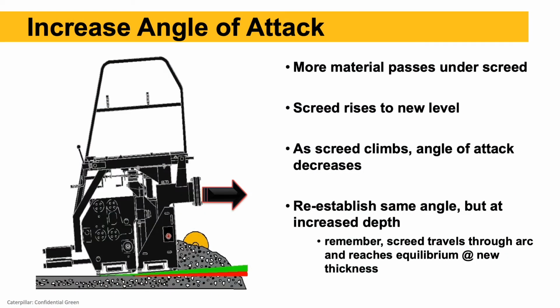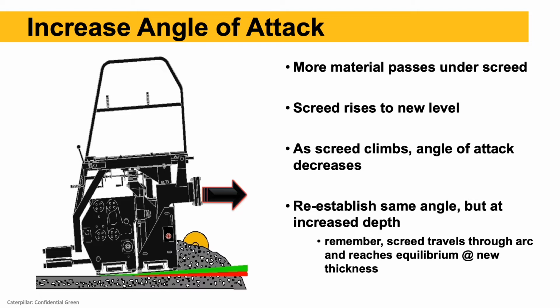What happens when we change mat thickness, for example, we turn the depth cranks to increase mat thickness in this example. What happens is we increase the angle of attack of that screed. And when we do that, we allow more mix to flow underneath that screed, and that wants to raise that screed up to an increased mat thickness.